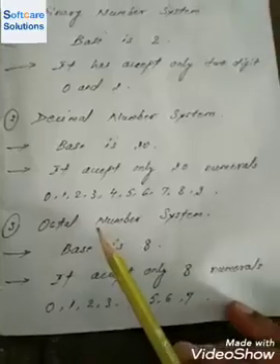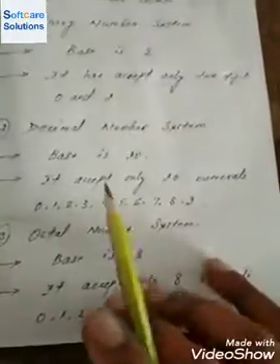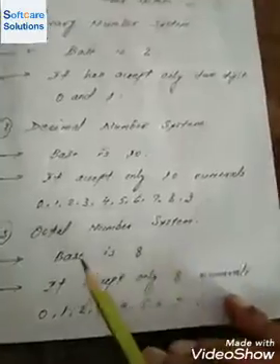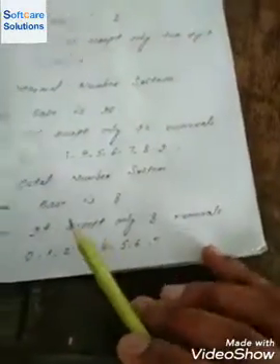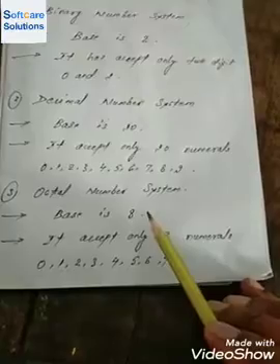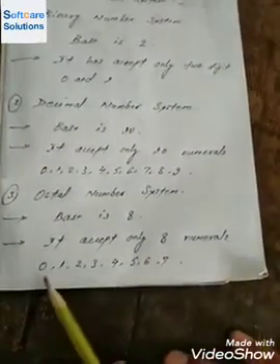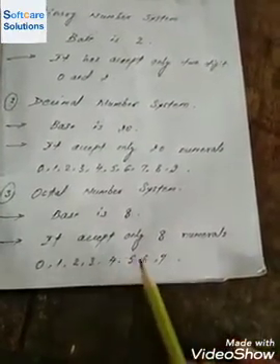Now the third number system is the octal number system. In the octal number system the base is 8. Octal is base 8 and it accepts only 8 digits, that is 0, 1, 2, 3, 4, 5, 6, 7.